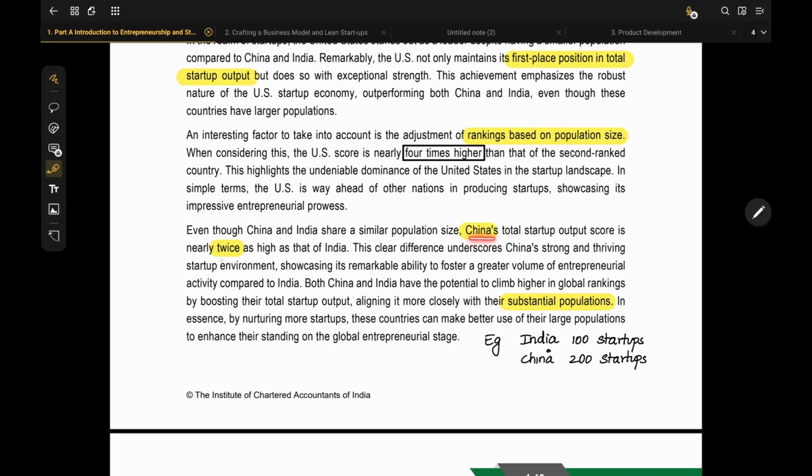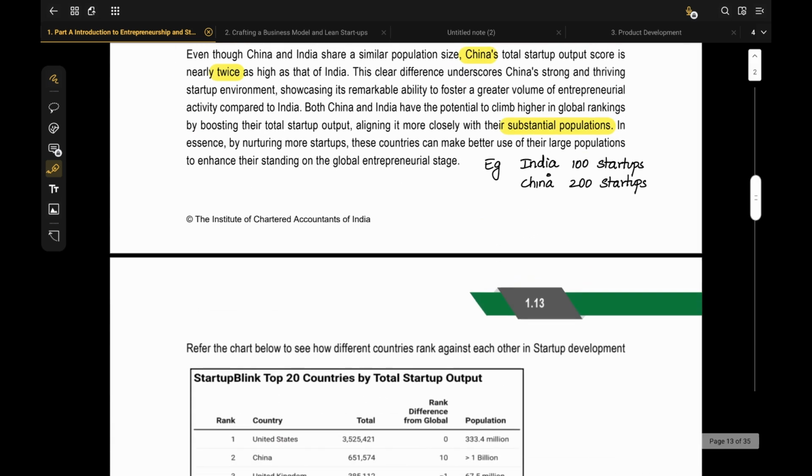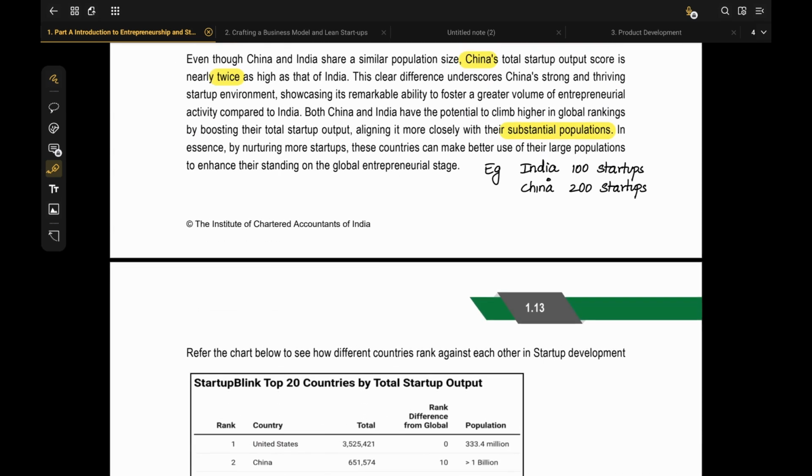China has twice as many startups as India. For example, if India has 100 startups, China has 200 startups. We have more or less the same population. But in China there is a large number of startups. Why? Because their government is supporting startups in a very, very high manner.